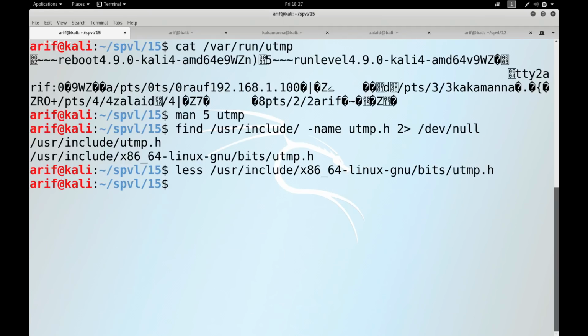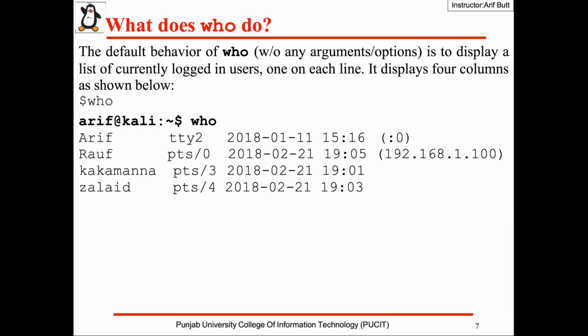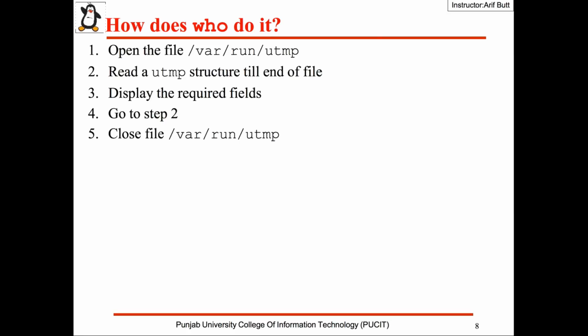Okay, let me clear screen, move back, go to the next slide. Okay, so now I have a fair idea. I think I will be able to explain to you how who does what it does. So this slide summarizes what we have concluded from the man pages. The who program actually opens the file /var/run/utmp. It reads a utmp structure and keeps on doing it till the end of the file. Display the required fields of the structure, then go to step 2, and finally it closes the file.